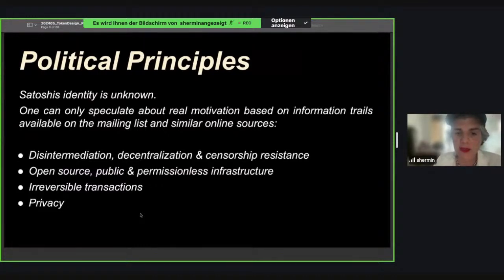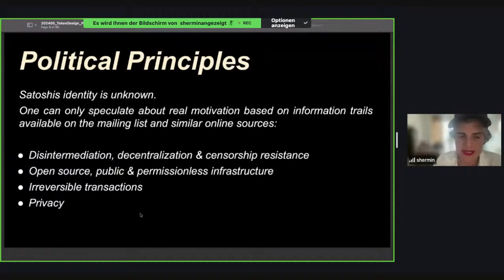Open source, public and permissionless infrastructure, that's the next political principle. The code was open source. And the idea was that anyone can participate in writing code, in contributing as a node operator, and in using the network. So public and permissionless.